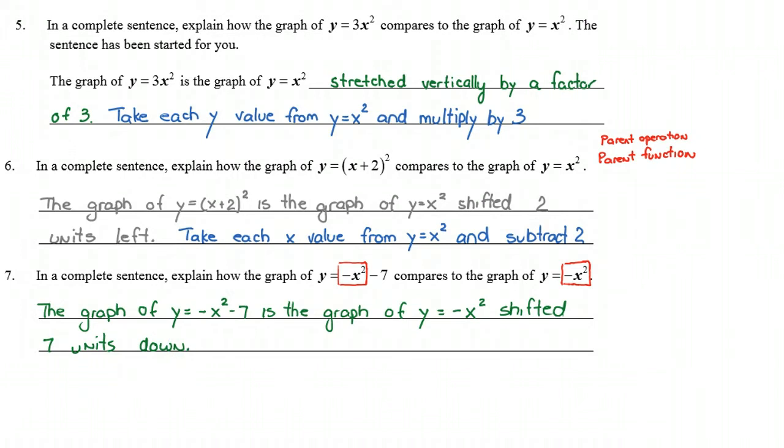So what do we do mathematically? We take each y value from y equals negative x squared and subtract 7. I hope this video helped.